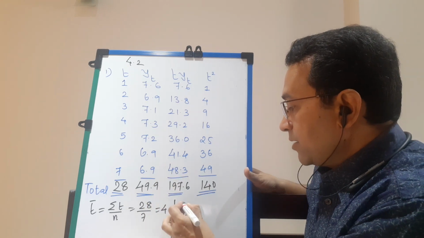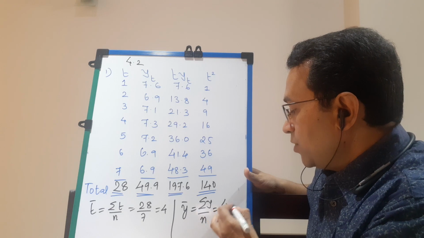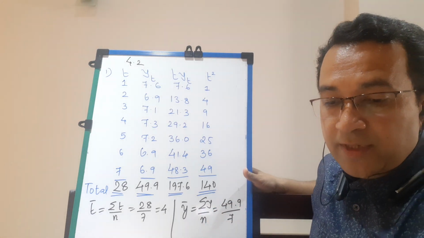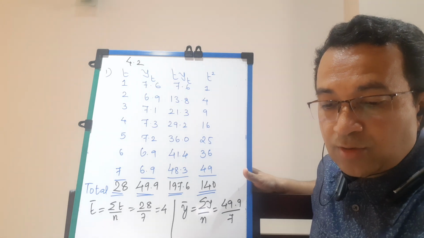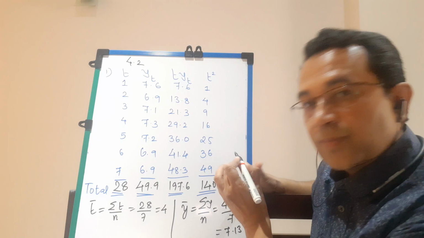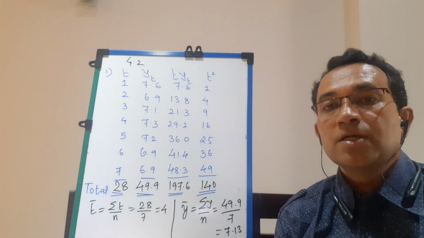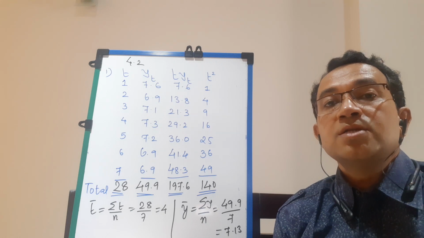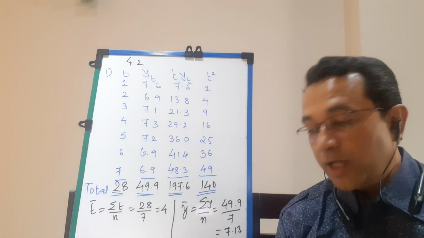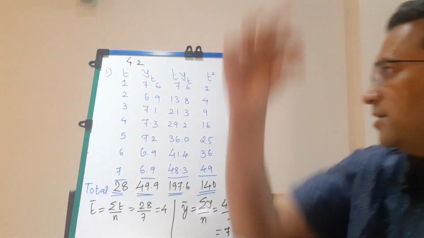And y bar will be sigma y upon n, 49.9 divided by 7, and that comes out to be 7.13. So this, students, I have already found out. Clear? Now students, I am erasing these columns because I need more space to write further, but the steps are very same as in regression line.